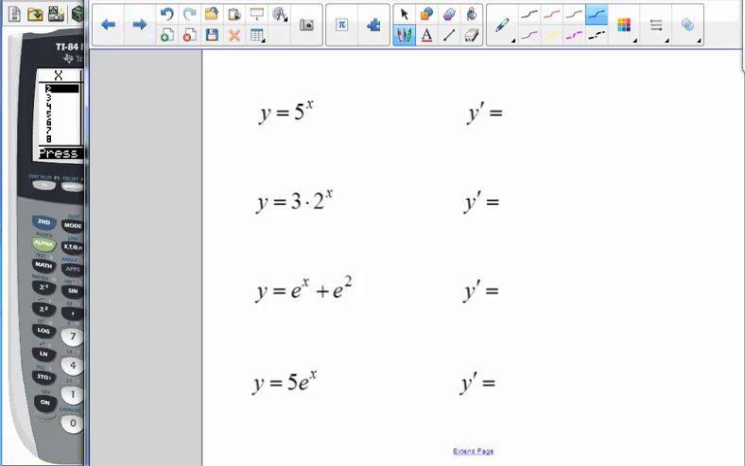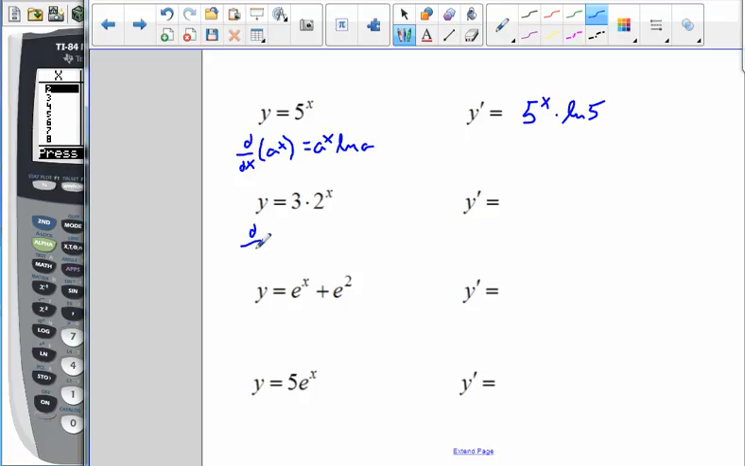So our first one, y equals 5 to the x, follows the rule of y equals a to the x. So when I'm taking the derivative of a to the x, let me just write the rule right under here, I know that I get a to the x times ln a. So my answer over here is going to be 5 to the x times ln 5. And we're done.